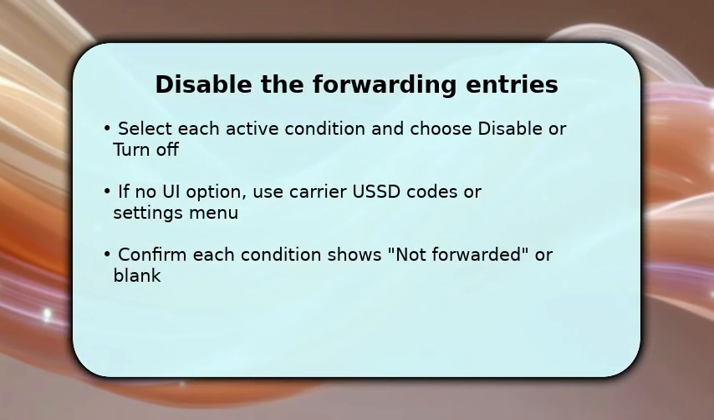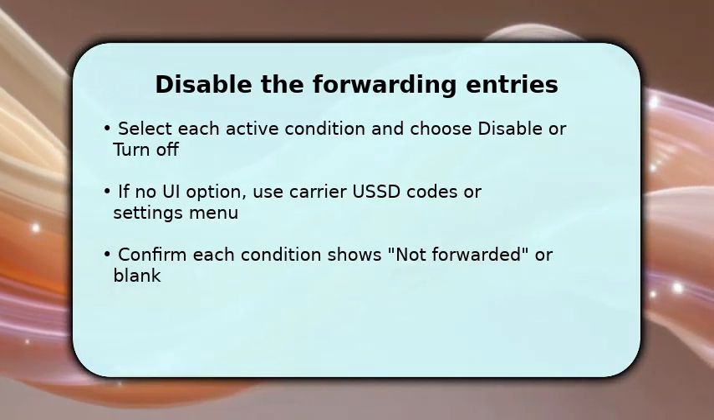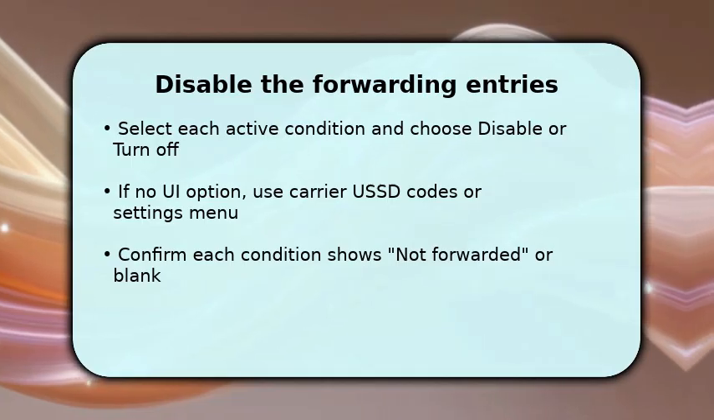Next, remove the forwarding rules. Tap each active condition and choose Disable or Turn Off. Once done, the line should show Not Forwarded or be blank.